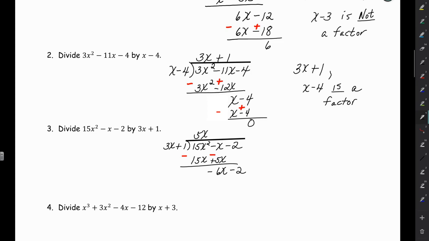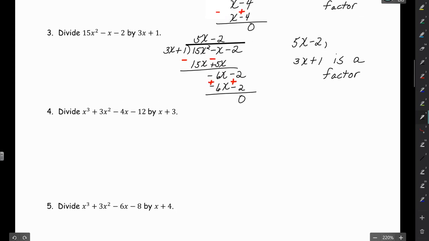3x times what gives me negative 6x? That would be negative 2. And negative 2 times 1 gives me negative 2. Sign change. And we get an answer of 0, final remainder of 0. So we know that our solution, our quotient, is 5x minus 2. And we know that 3x plus 1 is a factor.